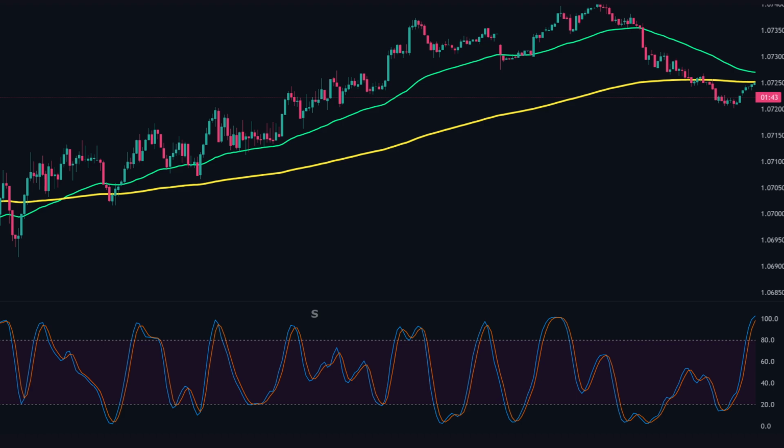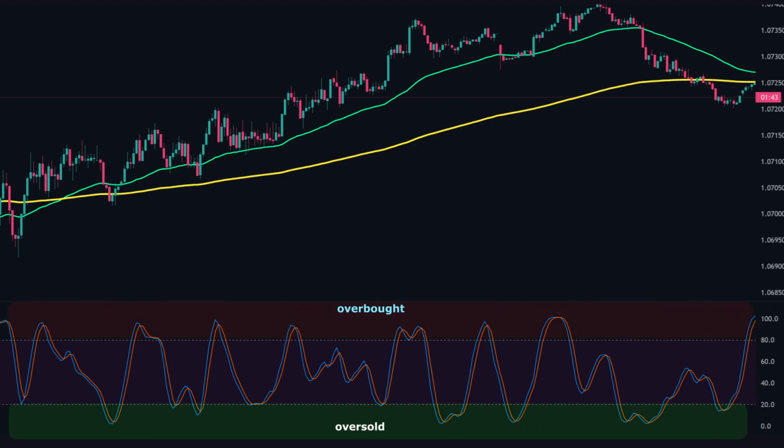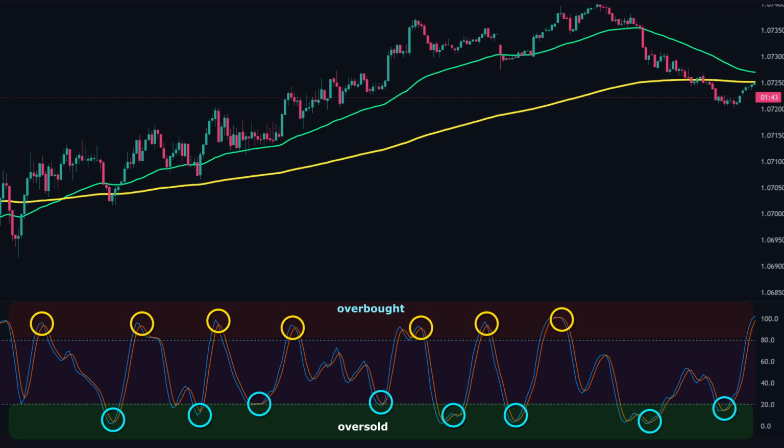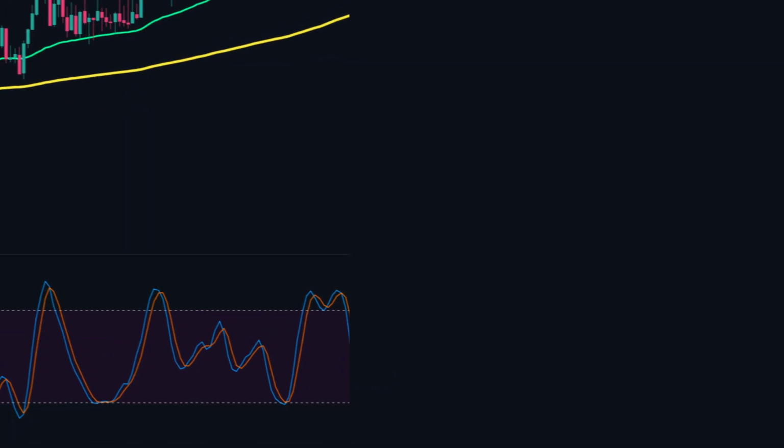Now let's discuss the Stochastic RSI in detail. The Stochastic RSI ranges from 0 to 100 and helps identify overbought and oversold conditions in the market. The Stochastic RSI reaches these levels more frequently than the regular RSI, providing more trading opportunities. Let's understand how it helps in our trading.